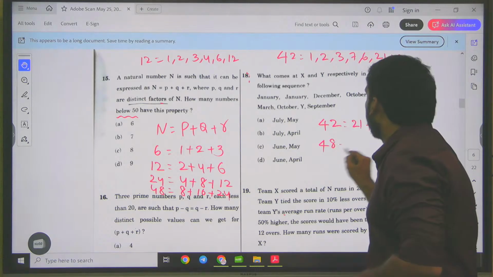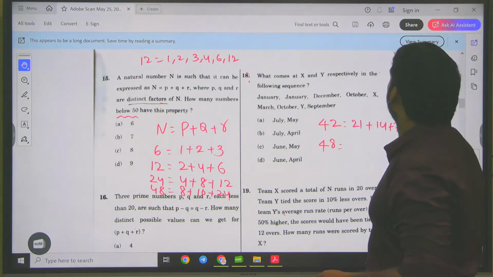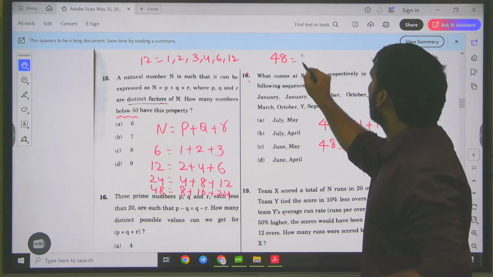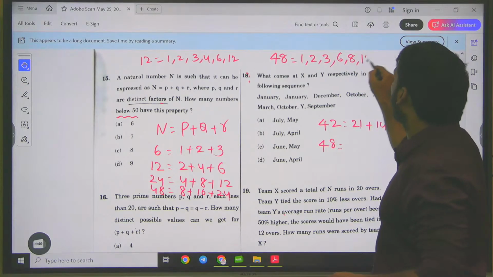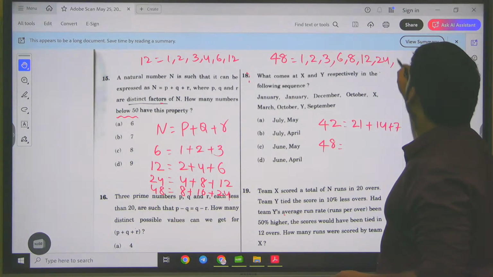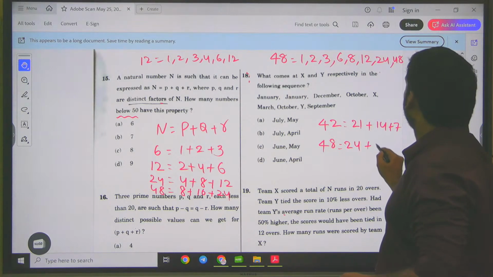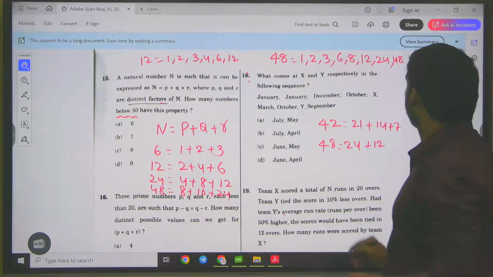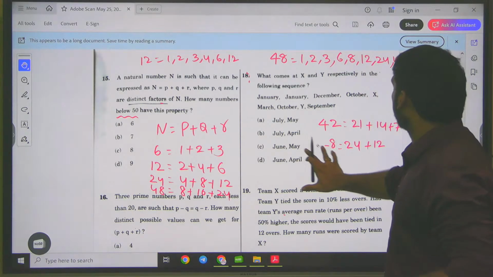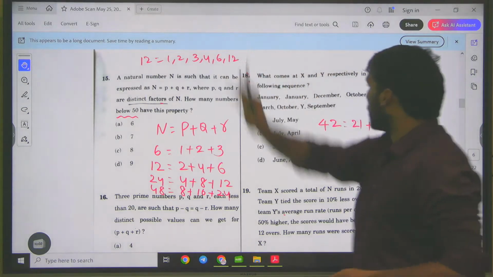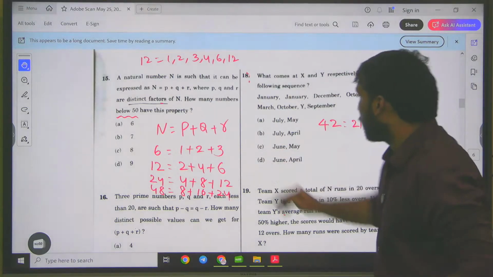I can take 48. What are the factors of 48? 1, 2, 3, 6, 8, 12, 24, 48. So 24 plus 12 is 36, then 18, 3, 6. I'm not getting it, one second. 6, 12, 14, 22. Totally, till now I'm getting 5 numbers.